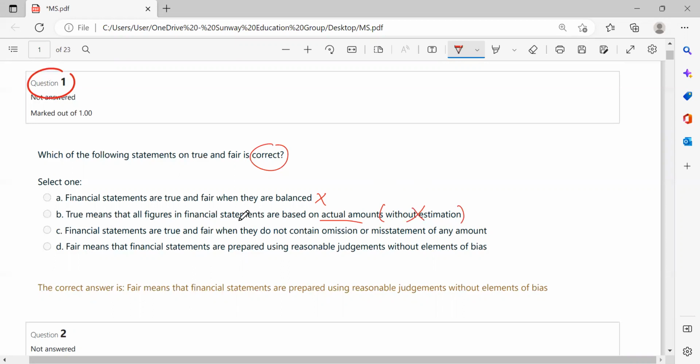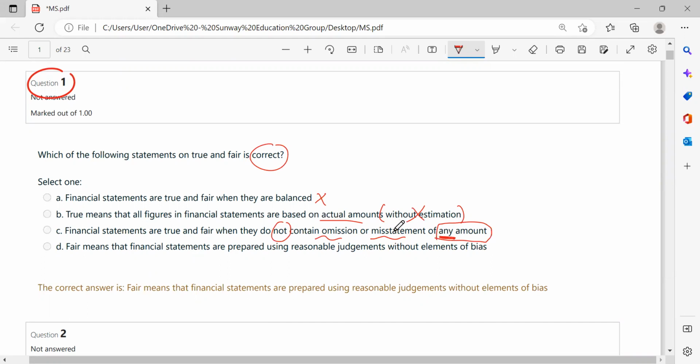Financial statements are true and fair when they do not contain omission or misstatement of any amount. The keyword here is "any amount". If you read my slide carefully, omission or misstatement matters if it is important enough that it will affect users' decisions. So if you say misstatement by 1 ringgit or by $5, compared to total sales of 1 million, that is not very important because the misstatement amount is very little.